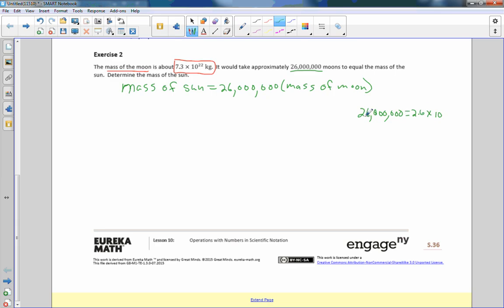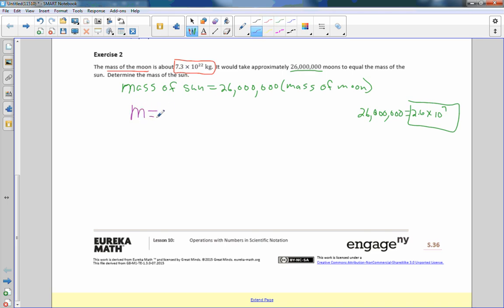If the decimal's here and I have to move it this way, how far is that? 1, 2, 3, 4, 5, 6, 7. So this is 2.6 times 10 to the 7th power. I'm going to replace that with this. We're trying to find the mass of the sun, and I'm just going to use the letter m for that. Now I'm just going to simplify this.